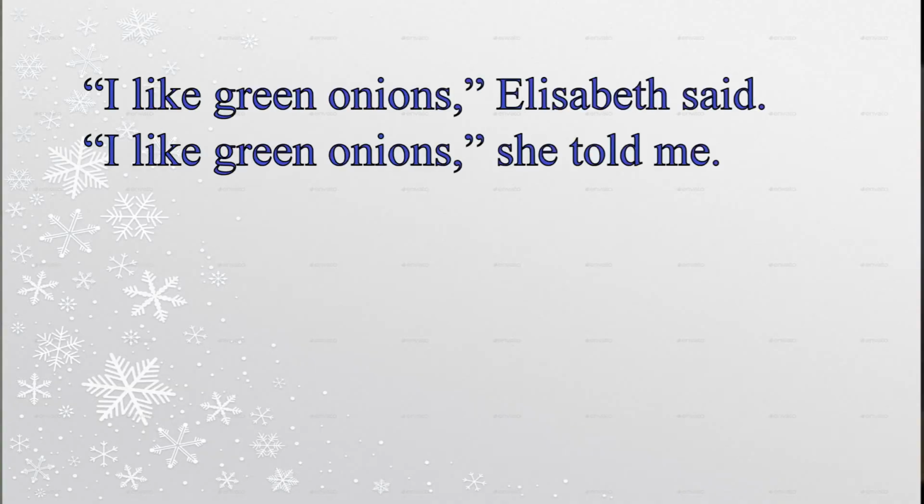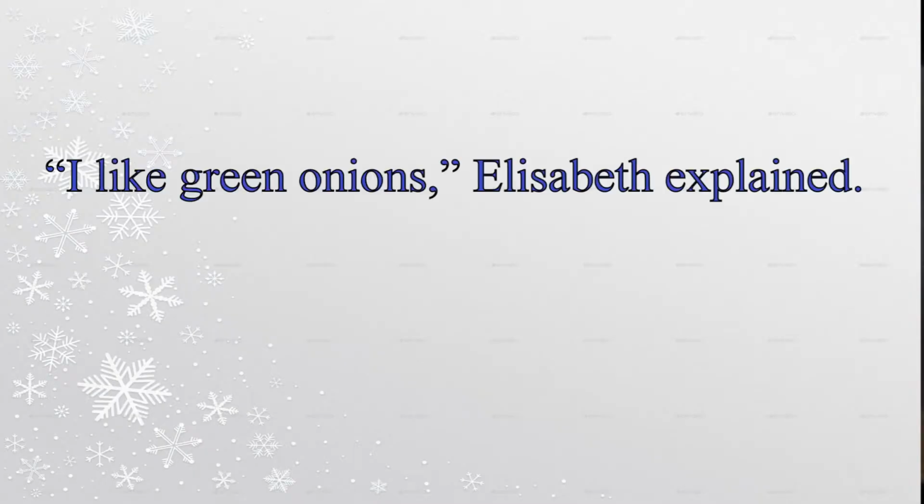To see how this works, let's pretend that I, Elizabeth, told some people that I like green onions. Here are some different ways that those people could explain what I said. "I like green onions," Elizabeth said. "I like green onions," she told me. In this sentence, we replace my name, Elizabeth, with the pronoun she. "I like green onions," Elizabeth explained.